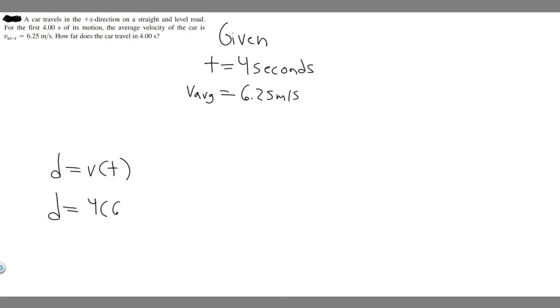So 4 times 6.25. If you go ahead and do this, you're going to get that it equals 25. And then keep in mind the distance measurement that we're using. So the unit we're using is meters. So it's going to be 25 meters is going to be your answer. So how far the car travels in 4 seconds is 25 meters.